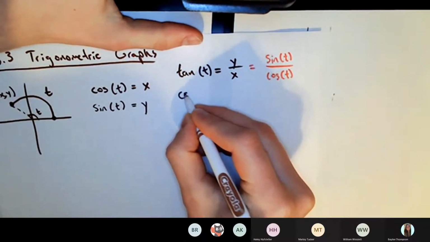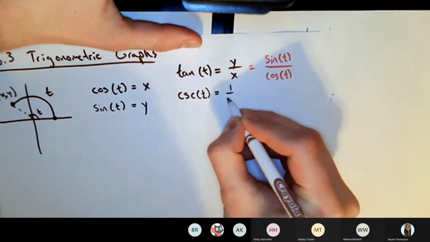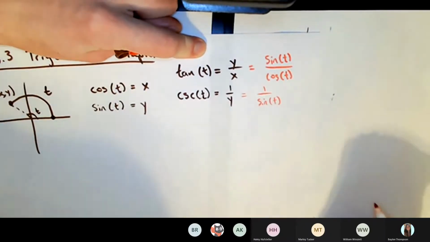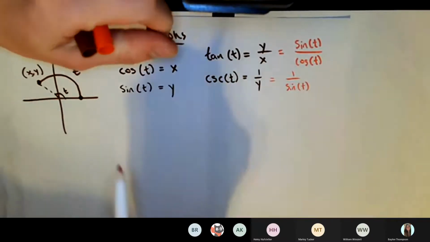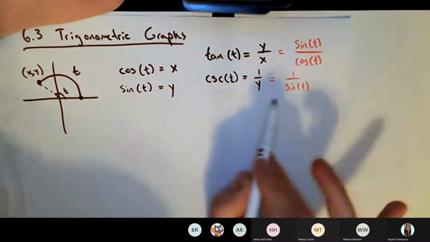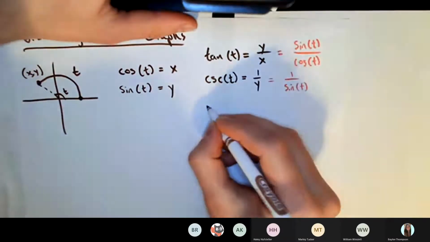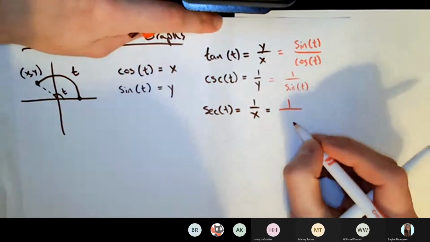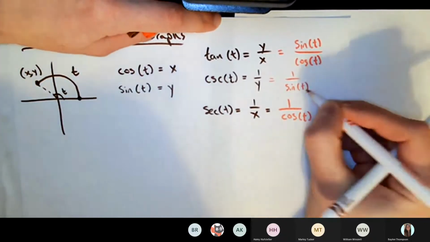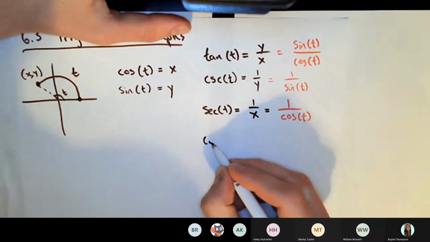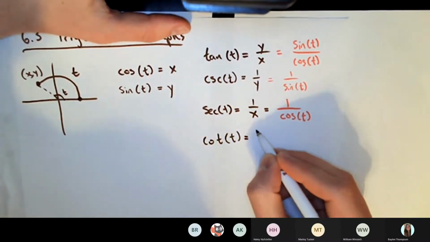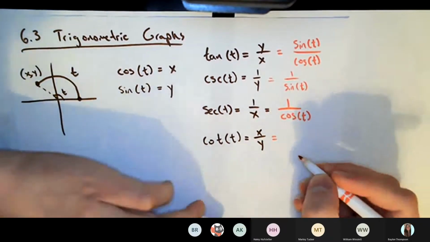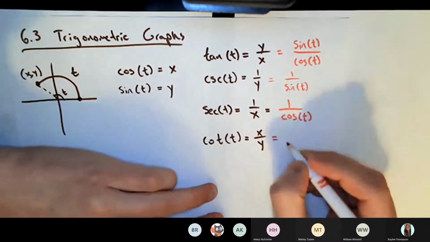Similarly, we have cosecant of t, which is equal to 1 over y, and it can literally be written in terms of a sine function: 1 over sine t. If y is there, then sine t is equal to y, so it's 1 over sine t. And then we have secant of t, which is equal to 1 over x, which again can be written in terms of cosine: 1 over cosine of t. And then finally, cotangent of t is equal to x over y, and this can be written in terms of tangent. It can be 1 over tangent, the reciprocal of tangent, which would be cosine over sine.